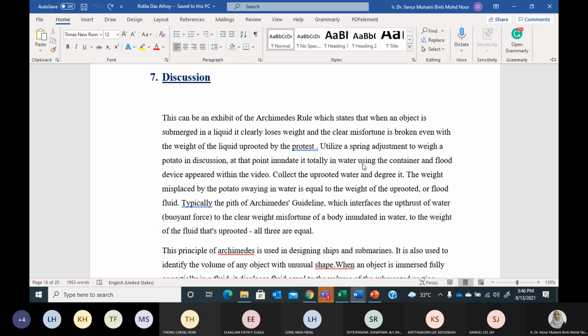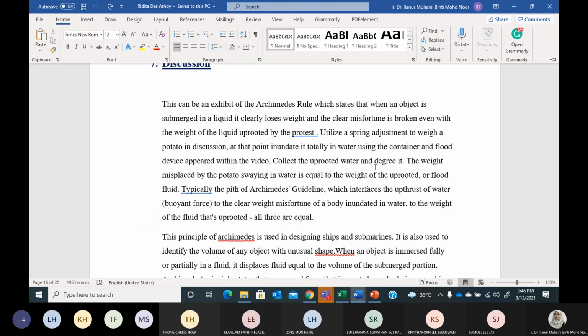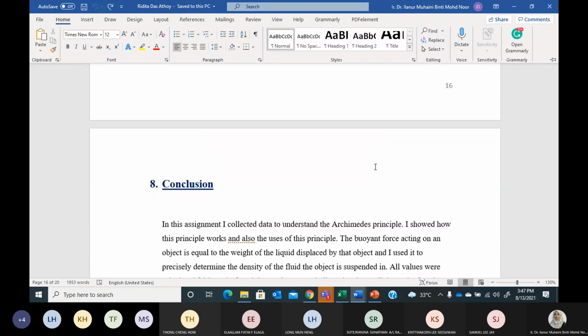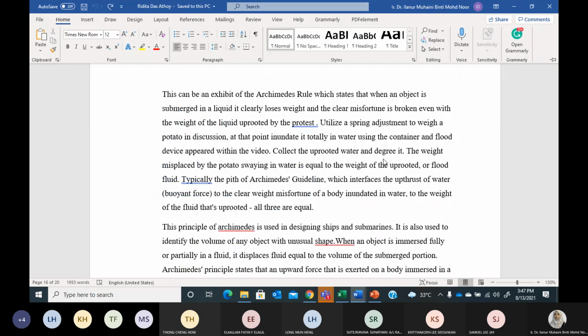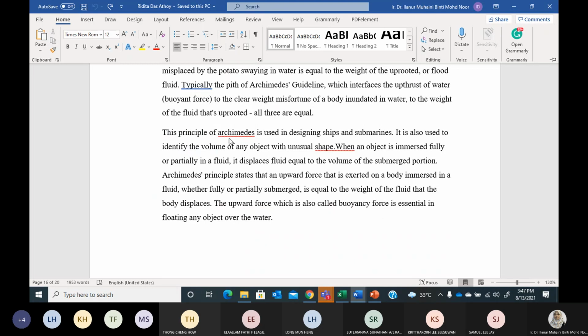Okay, then discussion. This can be an exhibit of Archimedes' rule, which states that when an object is submerged in a liquid, it clearly loses weight, and the loss is equal to the weight of the liquid displaced by the object. Okay. But not so good because during the discussion, no picture, no figure to refer to. Okay, Archimedes should be a capital letter because it's a name.